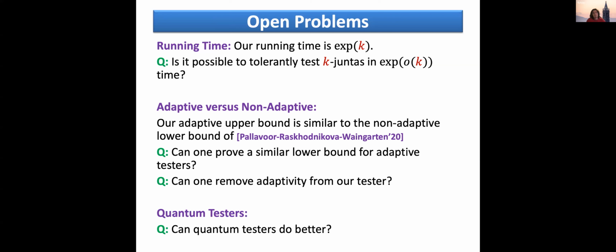Lastly, one might hope that quantum property testers can do better. Quantum property testers can query in superposition. And in particular, they can sample according to the Fourier distribution of f very easily. This seems to be useful, but it's not immediately obvious how this is useful when f has a lot of Fourier mass coming from lower levels or from sets of small size. Okay, thank you.